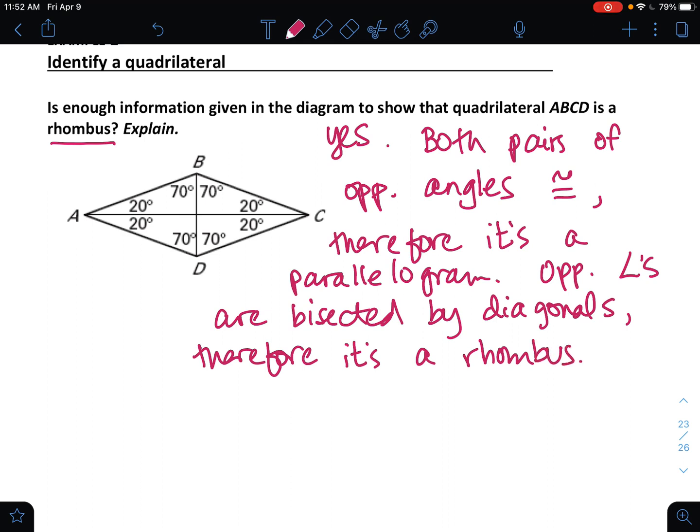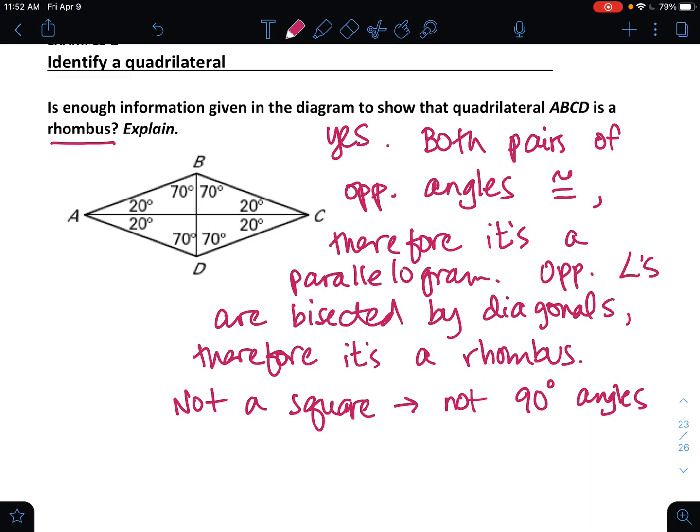And so I guess, to be 100% correct, I want to talk about why it's not a square. Because I don't have 90-degree angles, it's not a square. And I'm just going to say not a square, not 90-degree angles.